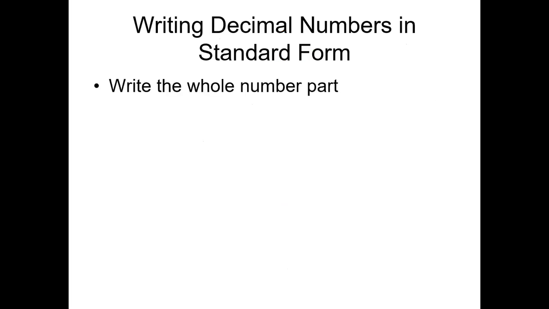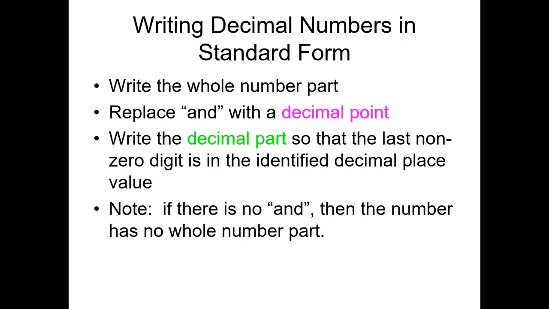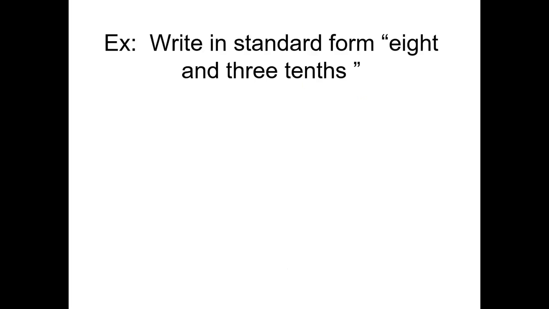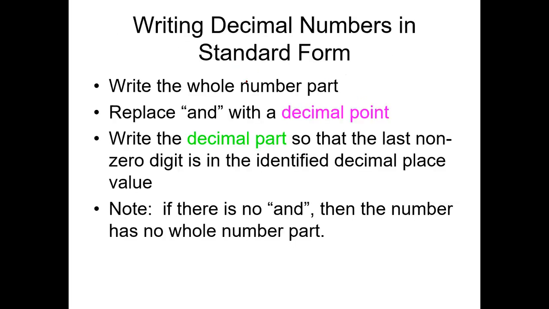Now, how do we write decimal numbers in standard form? Here I gave you the letter form. We want to know the number, so it is the opposite of the previous one. For example, 8 and 3/10. How do we write it? We write 8 like this. And means point. Okay, 3/10.